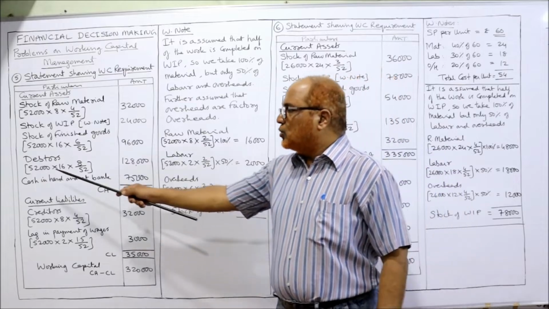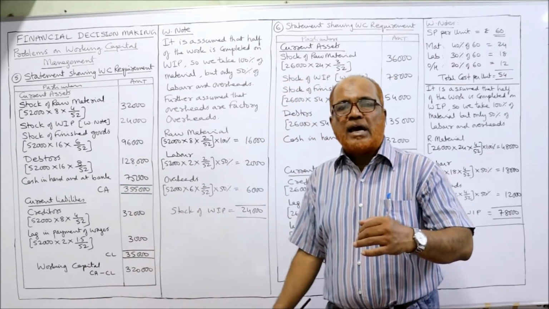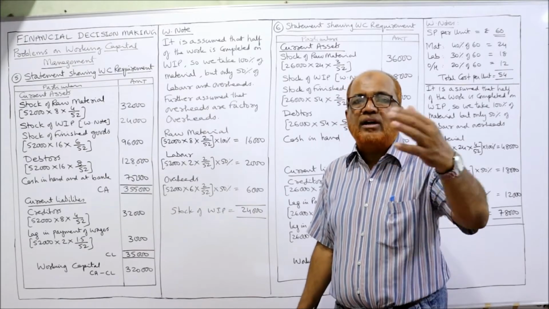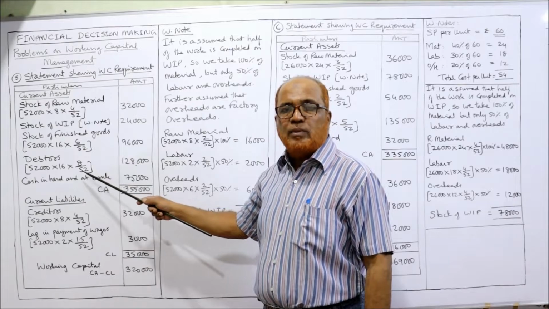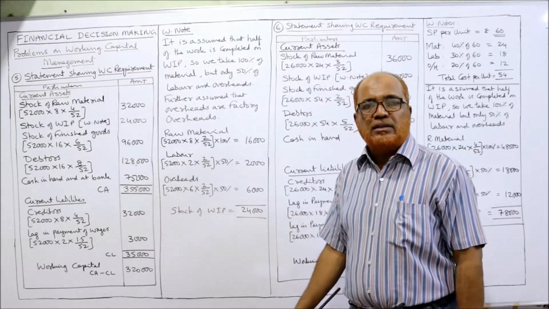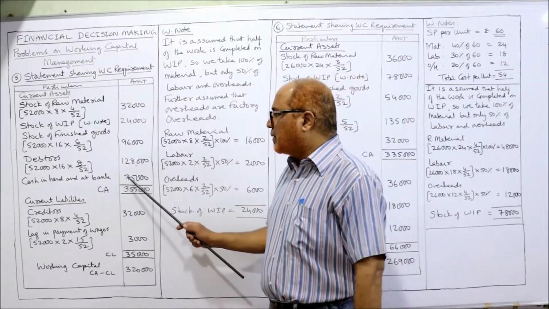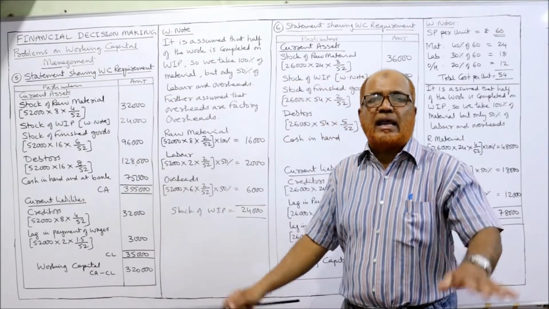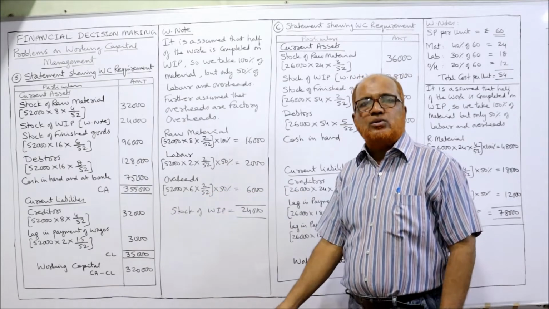Debtors. 52,000 into 16 total cost into how much time period we are allowing to customers. It is given 8 weeks. 8 by 52. 1,28,000. Cash in hand to be held, that is already given in the problem, 75,000. No need of any calculations. The total of current assets comes to 3,55,000.